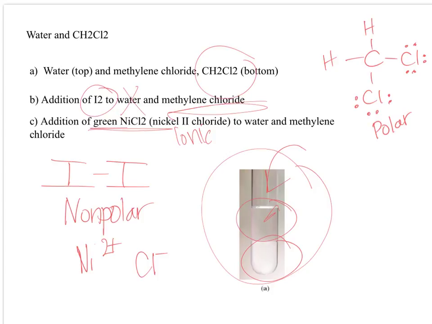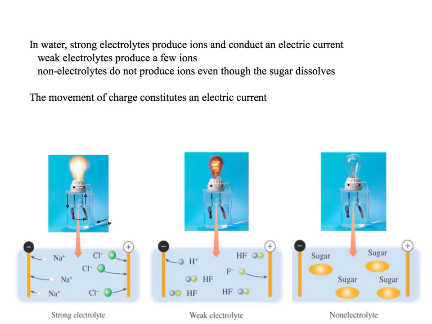Okay, let's also talk about dissolving in terms of electrolytes. In water, something that's a strong electrolyte produces ions. Remember, those are things with charges, and they conduct electrical current. Weak electrolytes produce just a few ions, and non-electrolytes don't produce ions, even though, for instance, the sugar dissolves. Movement of charge constitutes an electrical current. Okay, so what's going on here? I've got three solutions.